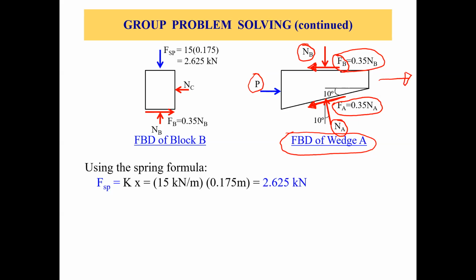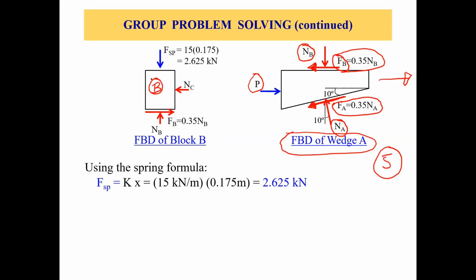Now let's see how many unknowns we have: N sub A, F sub A, F sub B, N sub B, and force P. So we have 5 unknowns in the free body diagram of wedge A. Now let's go to block B and find out how many unknowns we have after drawing its free body diagram. So this is block B on top of the wedge.